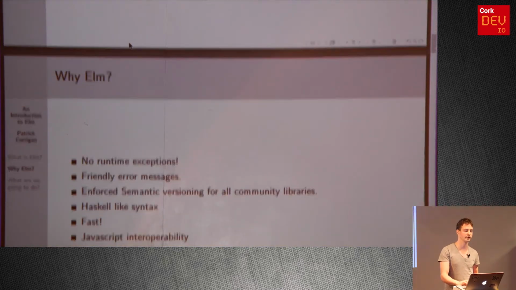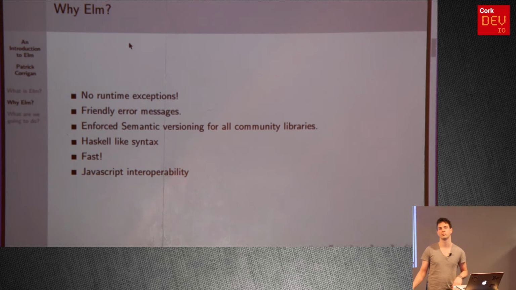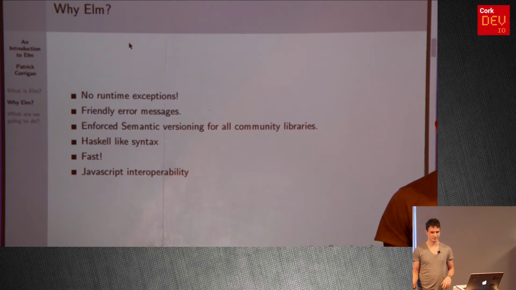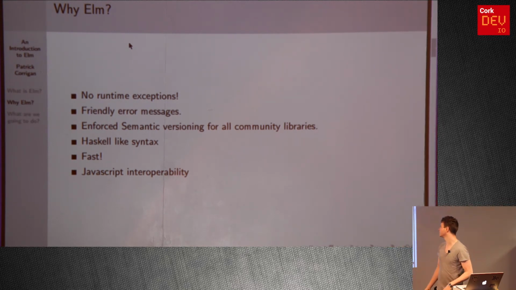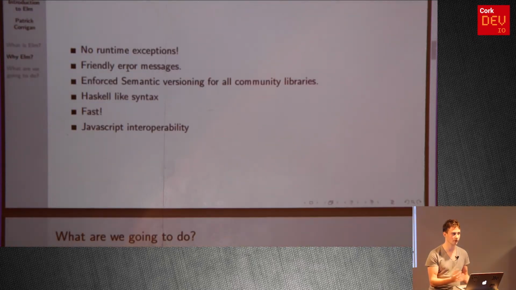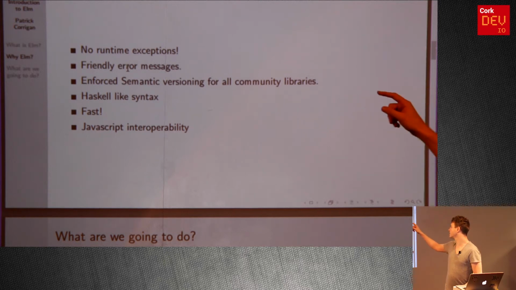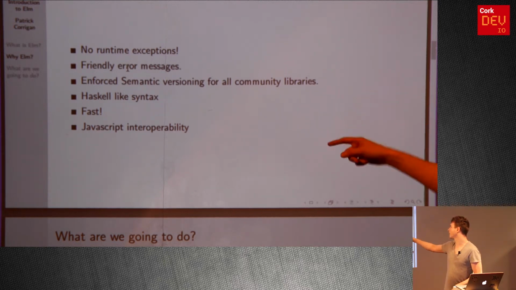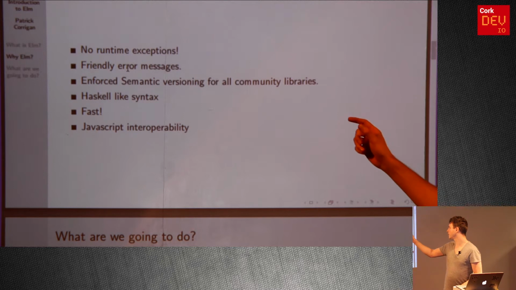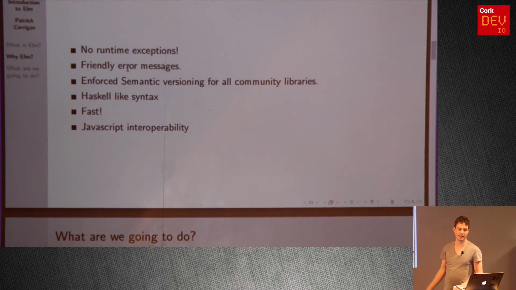So what benefits does this give us? No runtime exceptions. If your program compiles, you're pretty much good to go, apart from logic errors. There's very friendly error messages. So the compiler will almost tell you, oh, you're missing a semicolon, or you're missing a comma here, or it'll even tell you you might have mistyped this variable name. So it's very, very helpful.